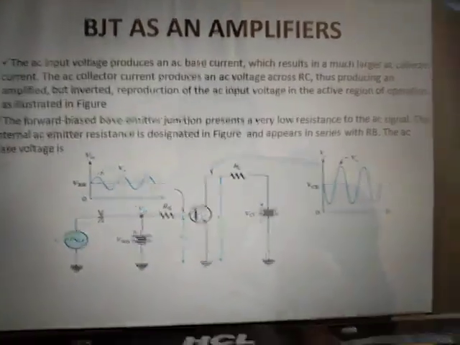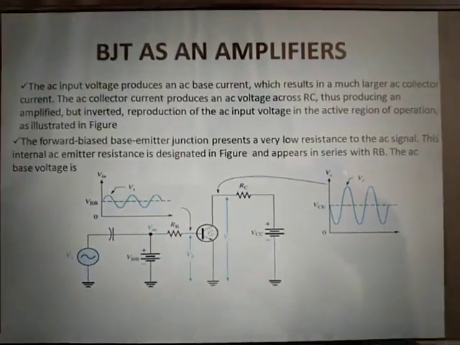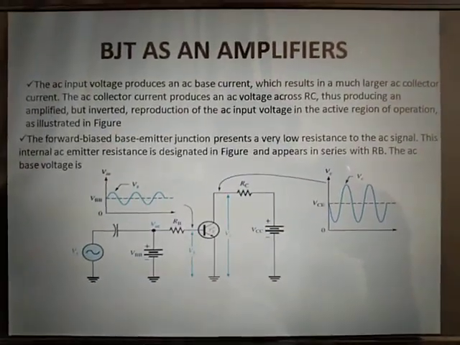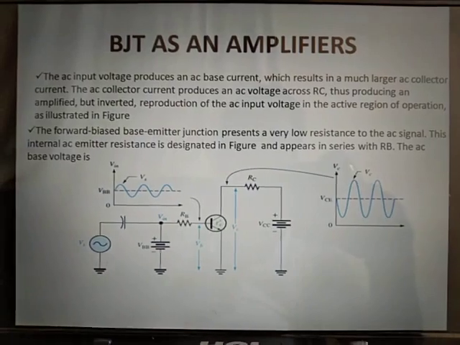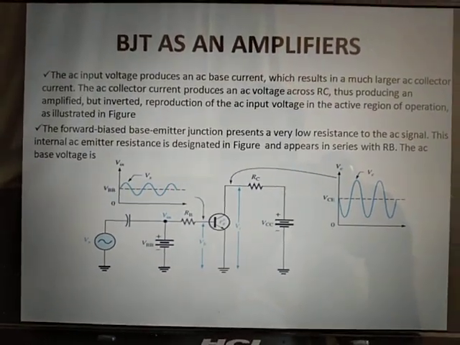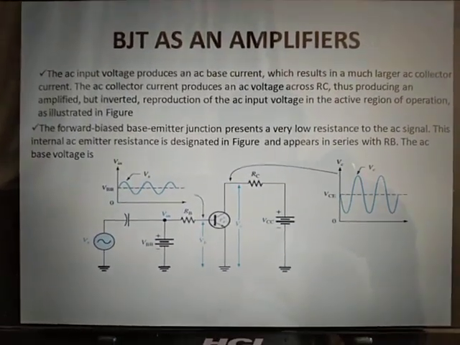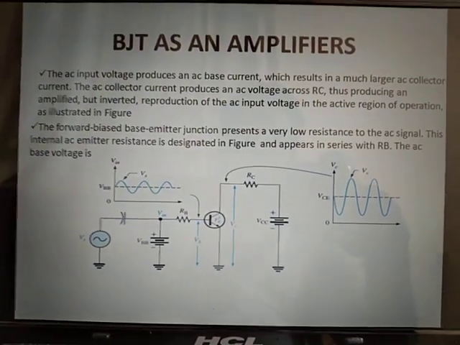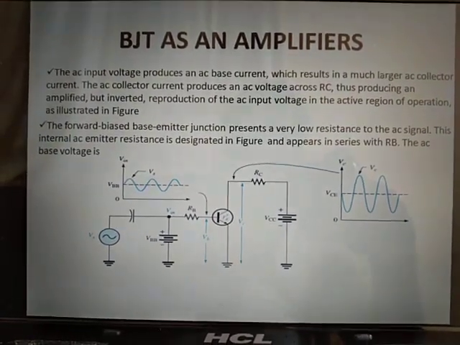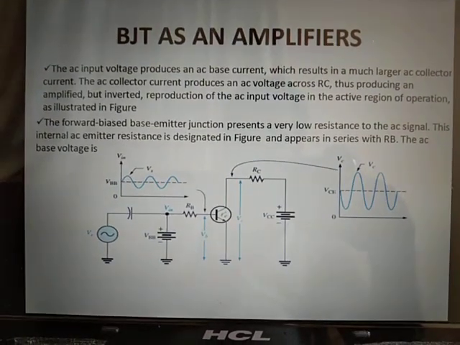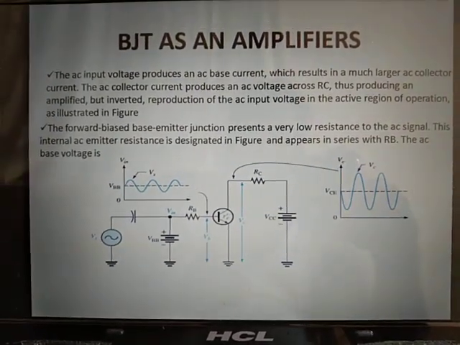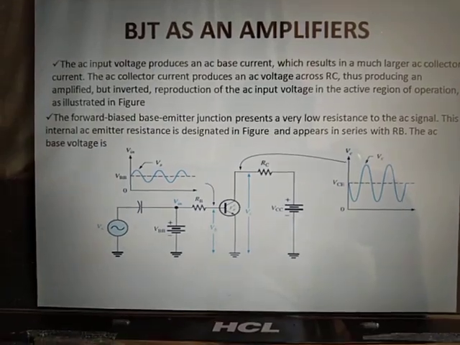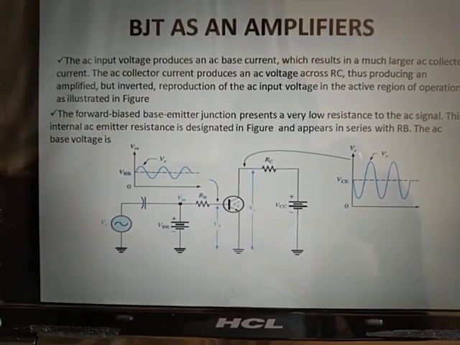Next, very important is the BJT as an amplifier. BJT, bipolar junction transistor. What is the BJT? Bipolar means two signals applied in the signal. The AC input voltage produces a base current which results in a larger AC collector current. The AC collector current produces AC voltage across RC. It produces an amplified signal, but an inverted reproduction of the AC input voltage.